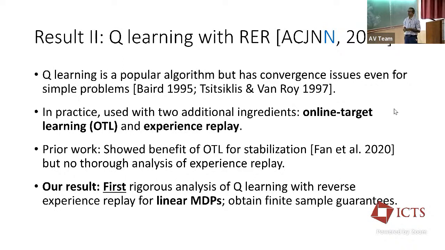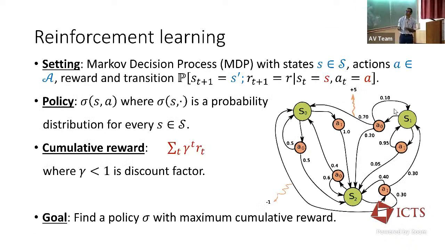So our main punchline is that we are able to introduce this idea of reverse experience replay along with this target learning, and we can provide the first analysis for Q learning for linear MDPs. We can show that Q learning when applied to linear MDPs does give fairly good results. We also obtain some interesting results for the tabular setting. Let me describe what all that means, but this is the punchline.